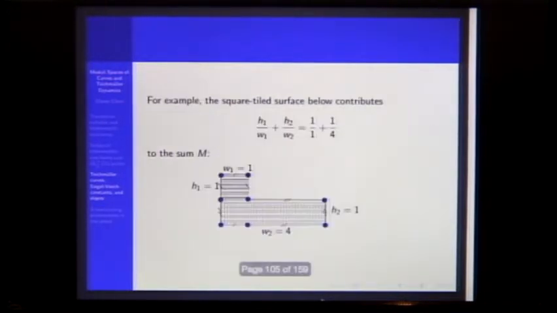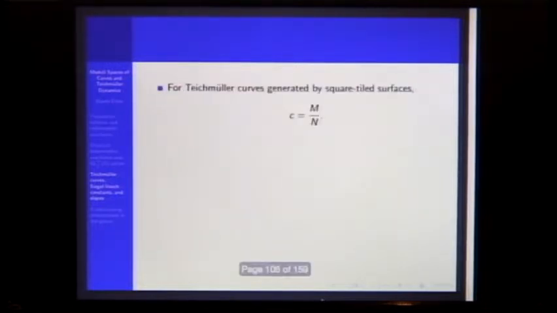Let me give you one example. For this example, you have two cylinders. The one on top has height 1, width 1, so it contributes 1 over 1. For the bottom one, it's easy, 1 over 4. So this is how it contributes. You just need to enumerate this for all branch covers in this Hurwitz space. And then for the Teichmüller curve generated by these branch covers, you can quickly see that this Siegel-Veech number is nothing but the ratio of M over N.